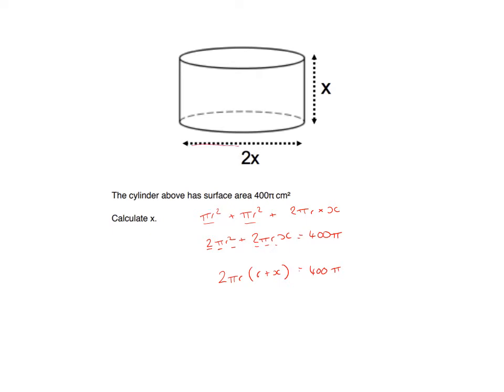Well, you can see here that the whole diameter of the shape is 2x, so the radius would just be x. So this is 2 pi x brackets r plus x equals 400 pi. We've got another radius here that we can replace with x, so 2 pi x (x plus x) equals 400 pi. x plus x in the brackets is going to give us 2x, and then we can multiply out the brackets there, and it still equals 400 pi. So the 2 times 2 is 4, so we've got 4 pi, and the x times x gives us x squared.